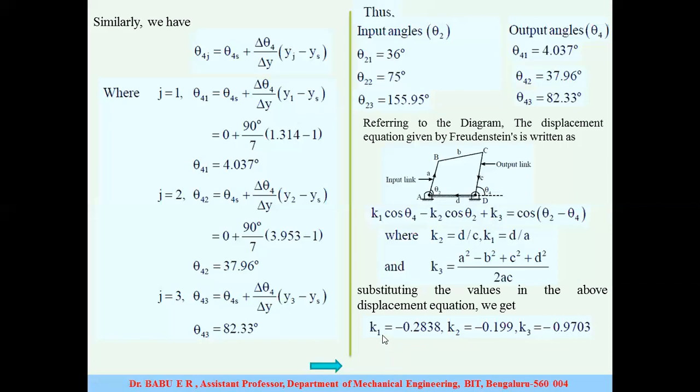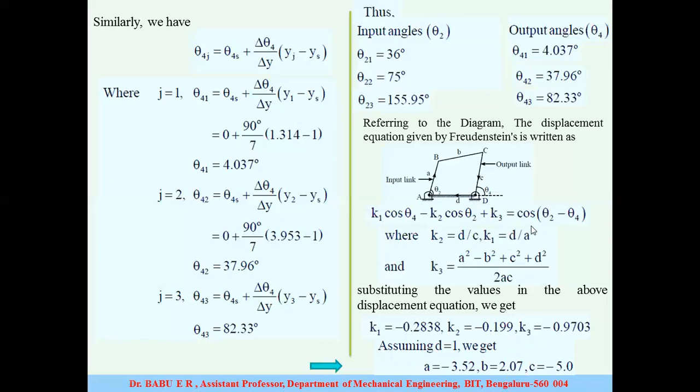Once you get the values of k1, k2, k3, use these equations: k2 is d by c, k1 is d by a. In order to solve this, we have to assume the length of any one link in this mechanism. Let us assume the length of link d equals 1. Then we get c as d by k2, where the value of k2 is minus 0.199. If you simplify this, you'll get the value of c as minus 5.0.